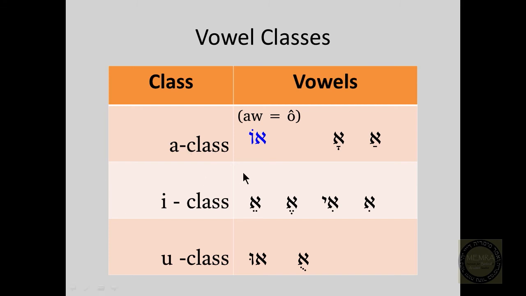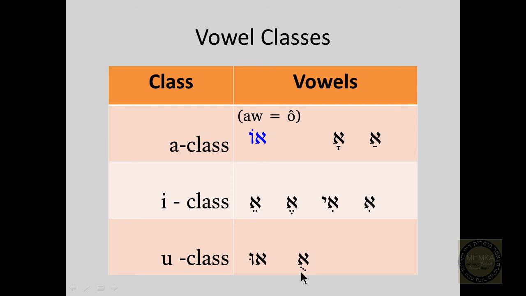But I and E are very similar even in English speaking, so I don't think this will be difficult to remember. Basically, if you look at it, anything with a dot is an I-class vowel except for kibbutz, which is a U-class vowel down here. So really anything with a dot is going to be an I-class vowel except for this one. So our last class here is U-class. And of course, in here we have the shureq, the U, the long U.